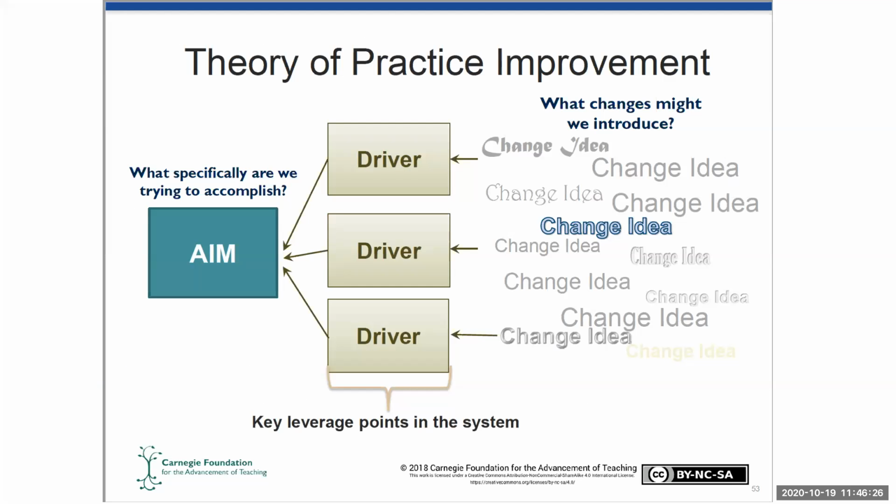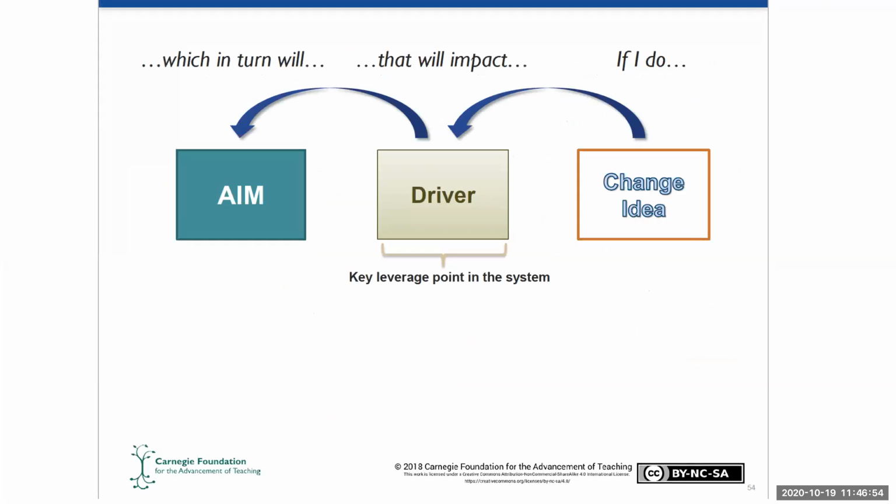So then that aim goes on to your driver diagram. That's what you're specifically trying to accomplish. Those drivers also go on there. Those are the things that you believe are going to drive your aim. And then you start to brainstorm what changes we could introduce that would make a shift within the driver and eventually the aim. And this is your theory of improvement. So your driver diagram is essentially the physical version of your theory of improvement.